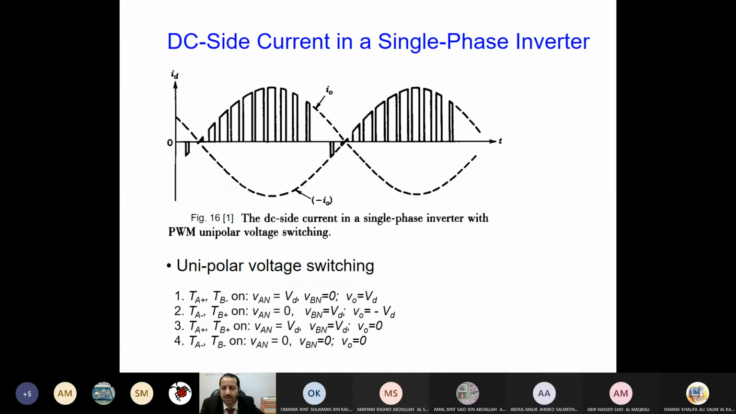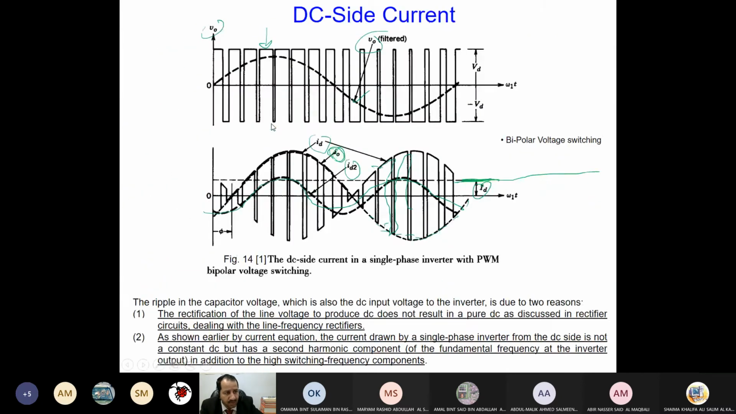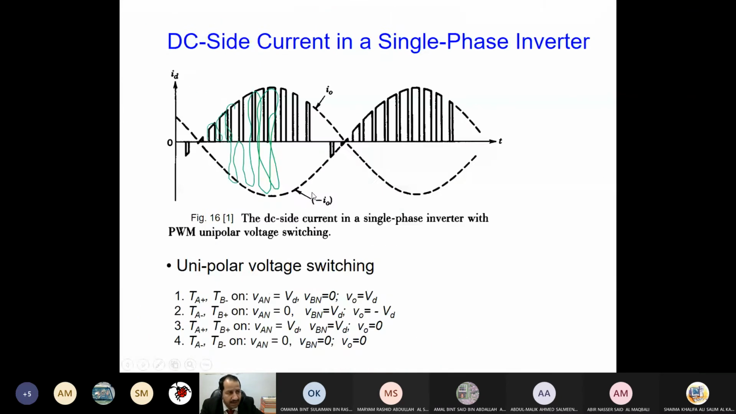How does it look on the DC side, let me say the current? There is some sort of similarity between this one and the previous one for bipolar. The only difference here is that we have two components. I sketched here one component. You see, it fluctuates, but it is not going down, unlike bipolar. In the previous one, you see here, it's going down, while here it's not going down. It's only positive for one leg, negative for the other leg.